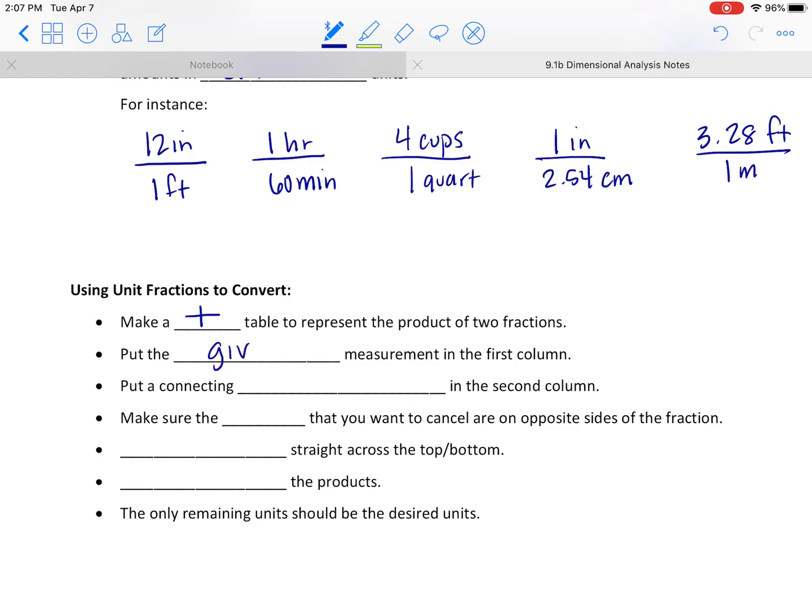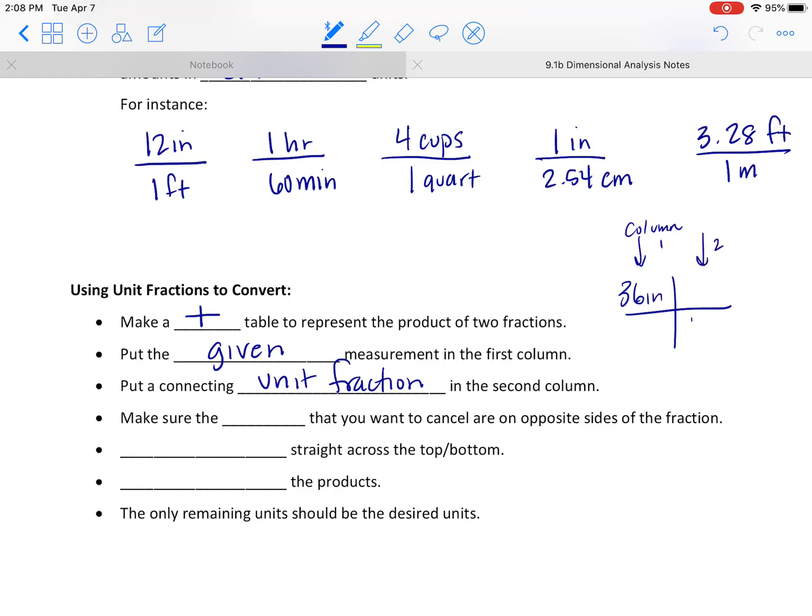So I want to make a little t table, and if you don't like that option, if you just want to write your fractions with parentheses, you can. But what that t represents is the product of fractions. And we're going to put the given measurement, whatever we're starting with, in our first column. So the one I showed you, we started with 36 inches. We're going to put that in the first column, right? This would be column 1.